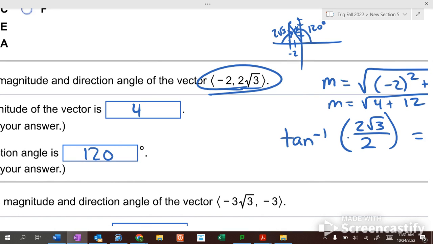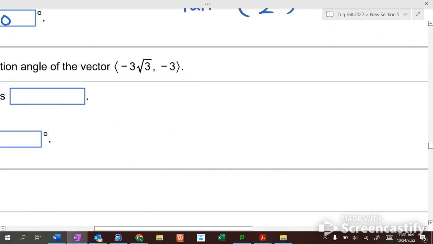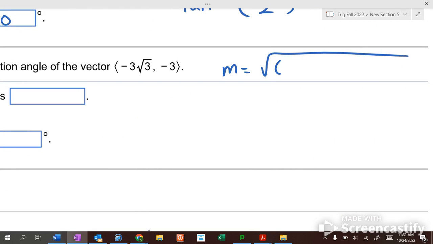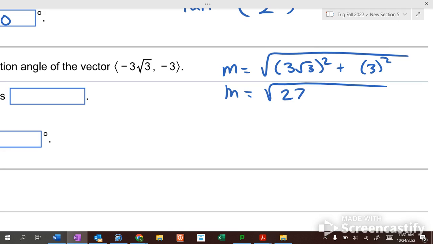Let's do another one of those so you kind of get the gist of it. Okay? Magnitude. Easy peasy lemon squeezy. You just take the square root of 3 square root of 3 squared plus 3 squared. Don't need to worry about negatives because a negative squared is always going to be positive. 3 squared is 9. Square root of 3 squared is 3. 9 times 3 is 27. 3 squared is 9. So it's the square root of 36, which is 6. Magnitude, easy peasy lemon squeezy.